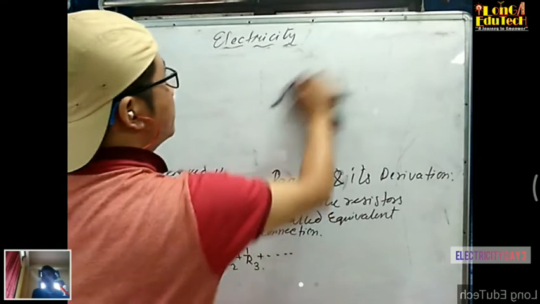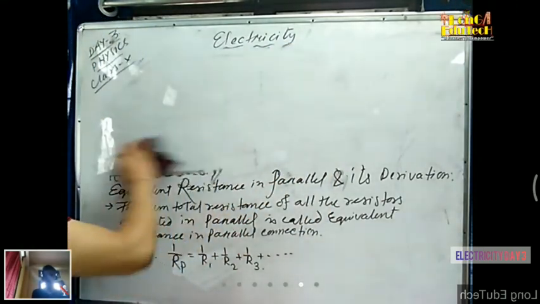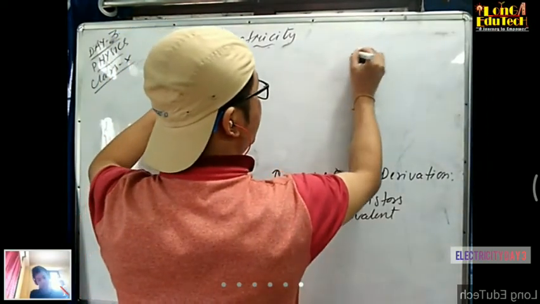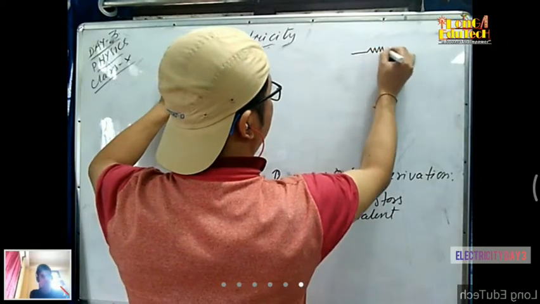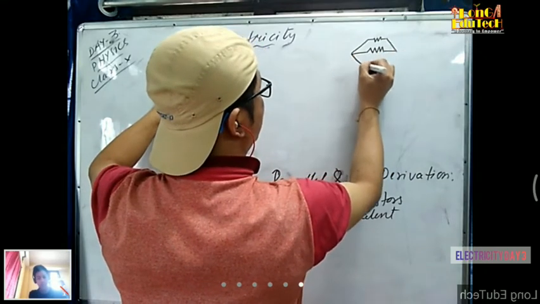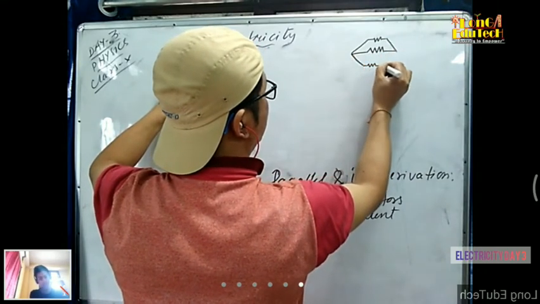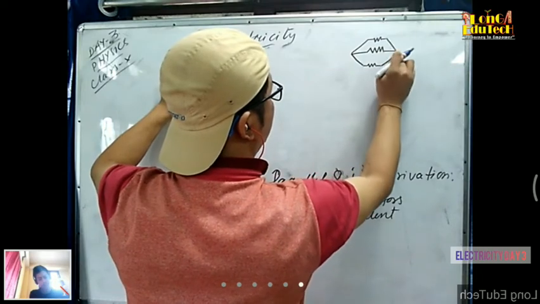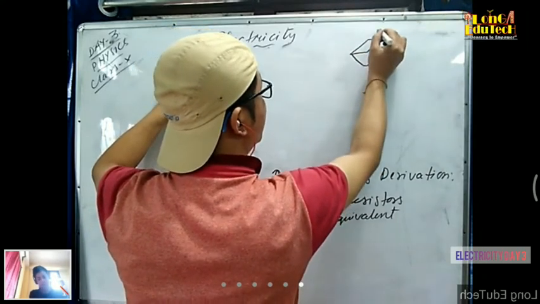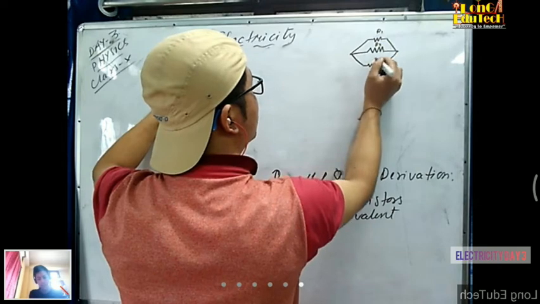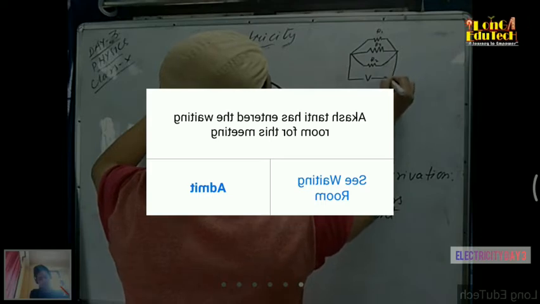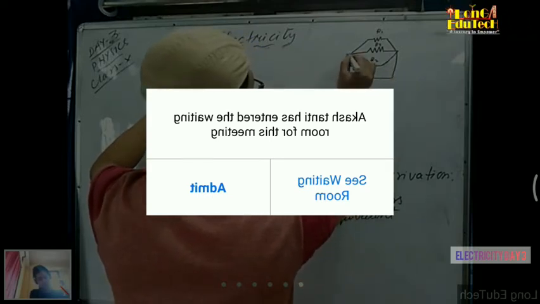So for the derivations, you need a diagram of the resistances, which are connected in parallel. Okay, so I'm ready to put the diagram here. From these two common endpoints, we are connected. This is R1, this is R2, and this is R3. They all have the same voltage V.